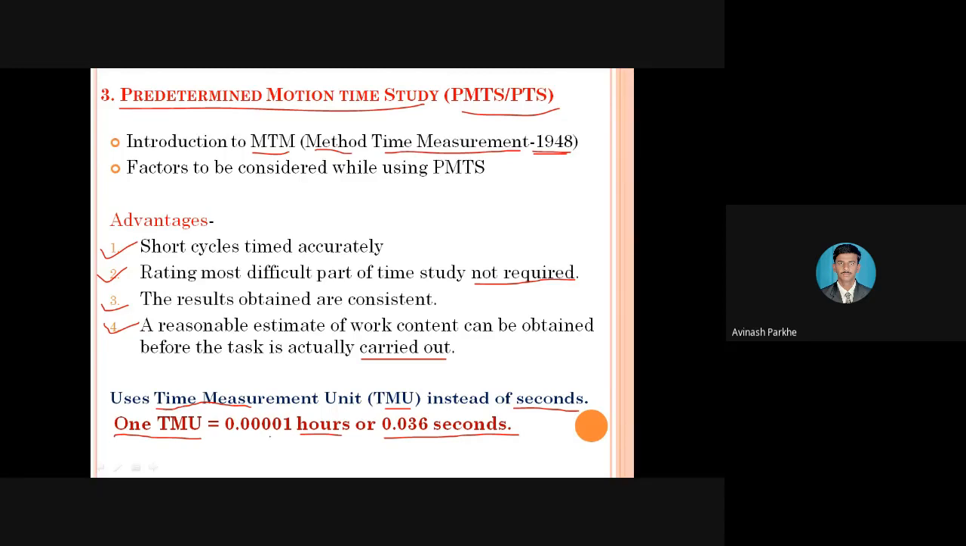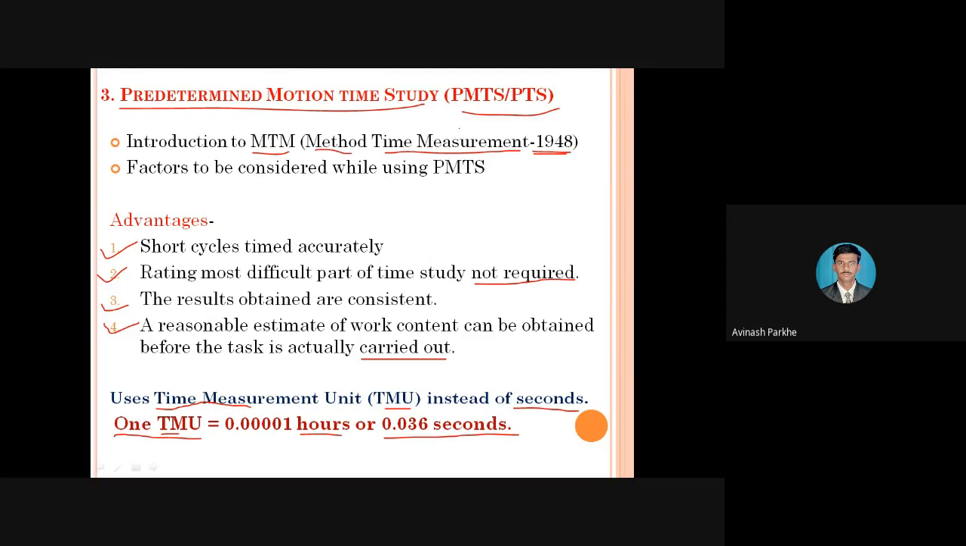From that we have to select one option as 0.00001 hour. Sometimes 1 TMU is equal to 0.036 second, with 4 options given such as 0.00036 second, 0.36 second, 36 second. From that we have to choose the correct option as 0.036 second. So this TMU is one unit which is used in the PMTS for the measurement of time.